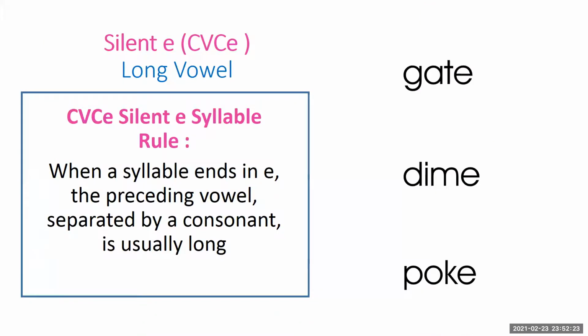The next rule is the silent E rule. Consonant, vowel, consonant, silent E. When a syllable ends in E, the preceding vowel, separated by a consonant, is usually long. So we've got the examples of gate, dime, the silent E turns the vowel long. Instead of dim, it's going to be dime. And poke, the silent E turns the O long. Instead of pock-E, it's poke.